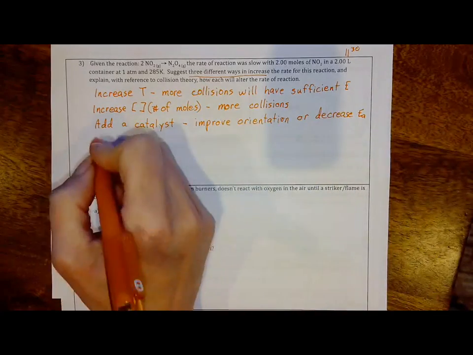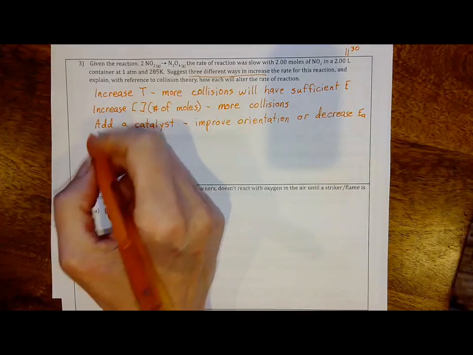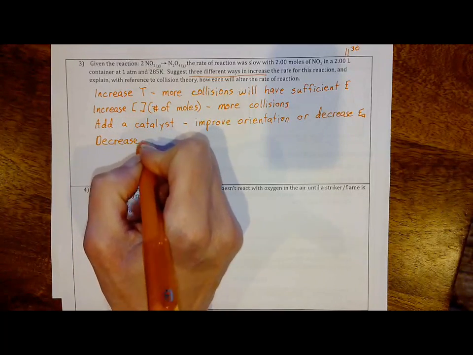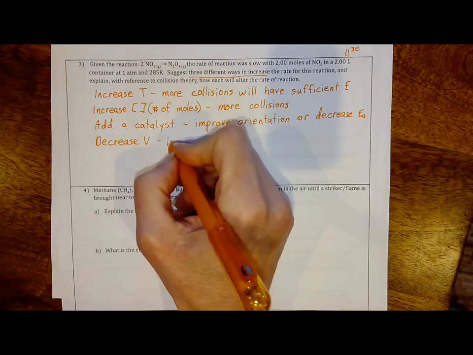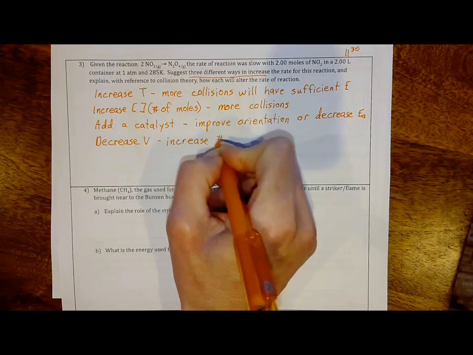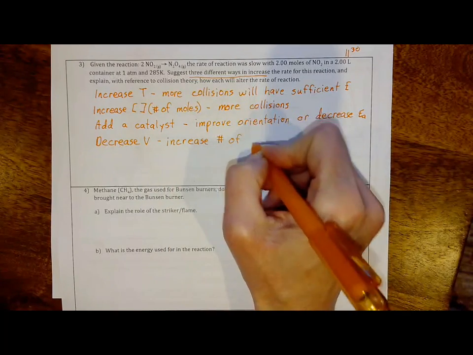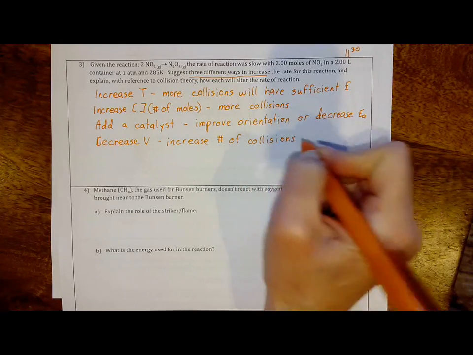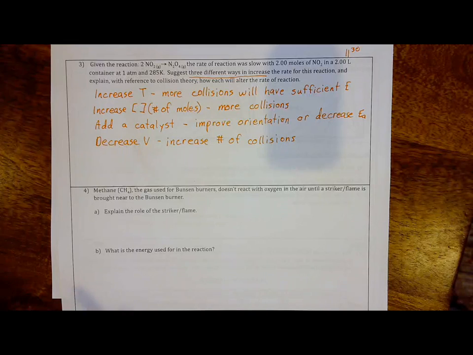We could also increase pressure or decrease volume. By decreasing the volume, we would increase the number of collisions because we're going to put our particles closer together, and increasing the number of collisions will increase the number of effective collisions. Anything we can do that increases the total number of collisions is also going to increase the number of effective collisions. Okay, so that was 4 instead of 3, just as you guys have answers.